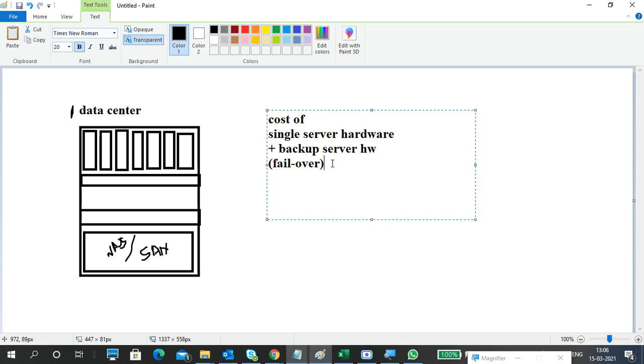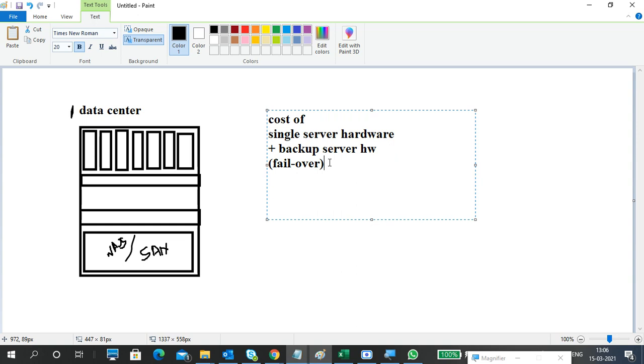Like in Active Directory, the primary domain controller and backup domain controller, DC and ADC. If the main domain controller fails, the second domain controller takes over the service, because at the client side the service should not be down. Server may go down, but service should not be down.